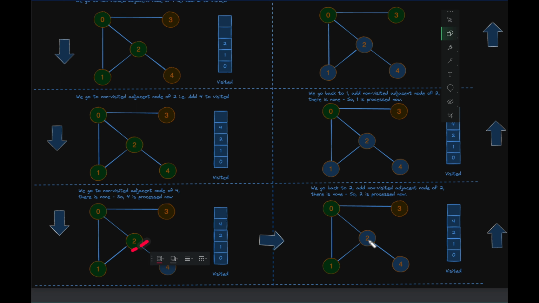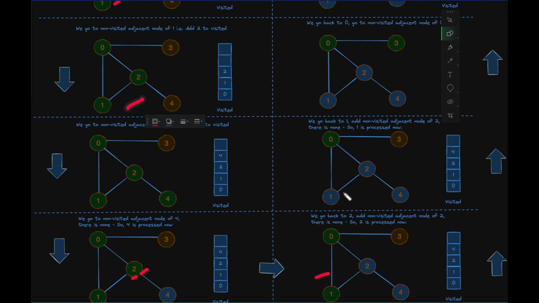So now we go to 2, and 2 is already visited, right? And are there any adjacent nodes for 2 which have not yet been visited? The answer is again no, right? So that means 2 is also processed. Then we backtrack, and this time we backtrack to 1, right? Because if you remember, we came from 1 to 2 here. Now we are going back to 1. So this is what backtracking means.